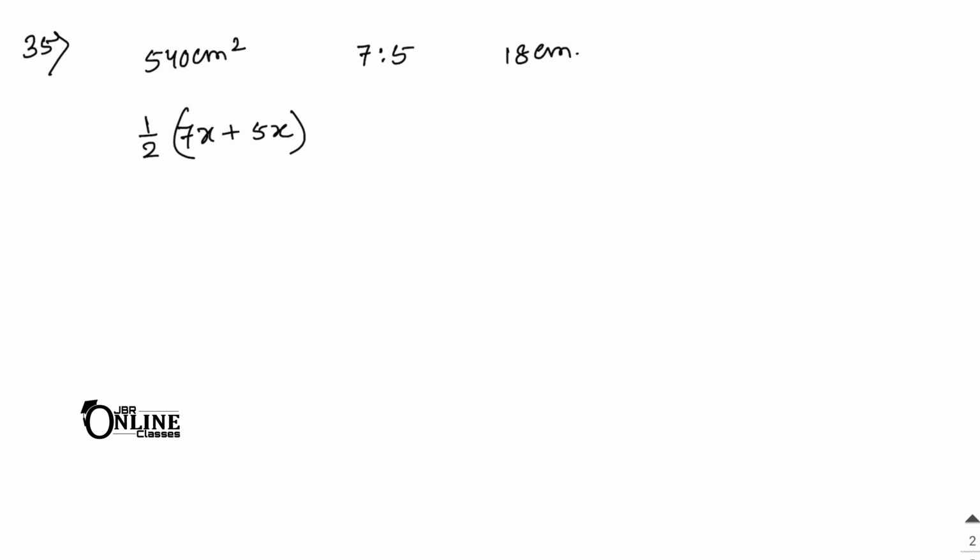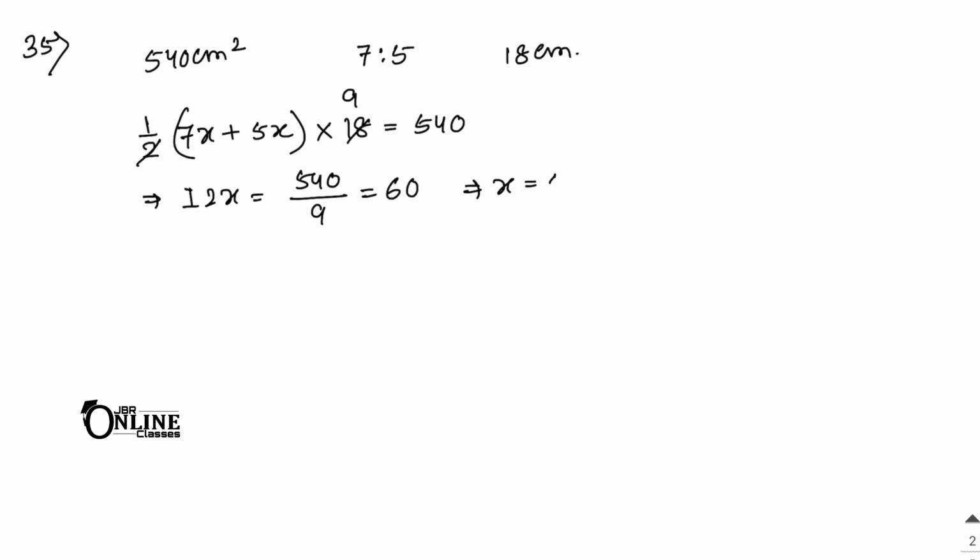So half into sum of this one into height, that equal to 18, that equal to 540. Okay. So from that one, if you cancel out this one, it's 9. So here it's 12x, that equal to 540 by 9. Okay. 540 by 9, that equal to 60. So definitely x equal to here 5.